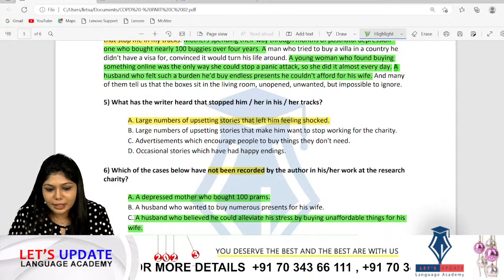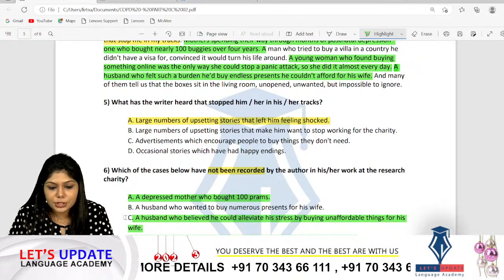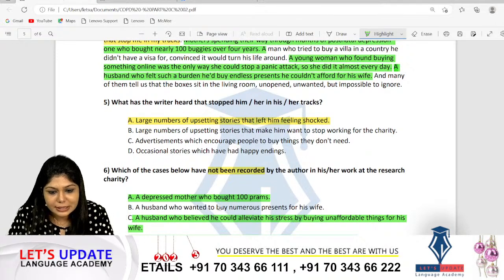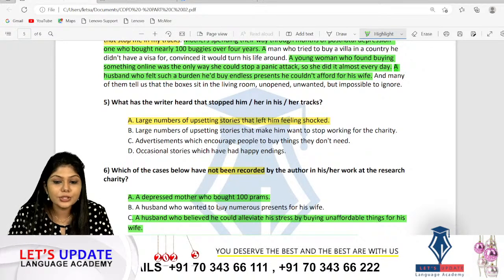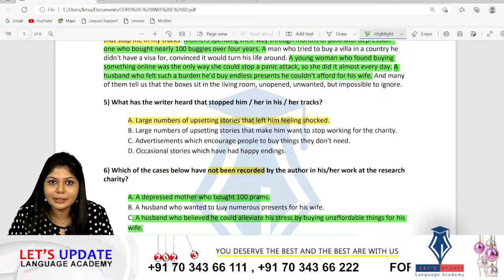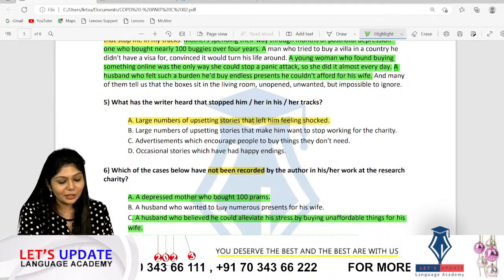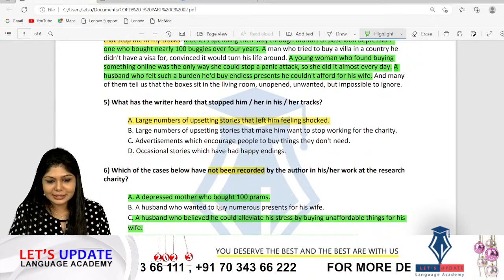So we are just left with option B, which is the answer to this question. That is the option that has not been recorded in that paragraph. Congrats to everyone who has replied with the correct answer.